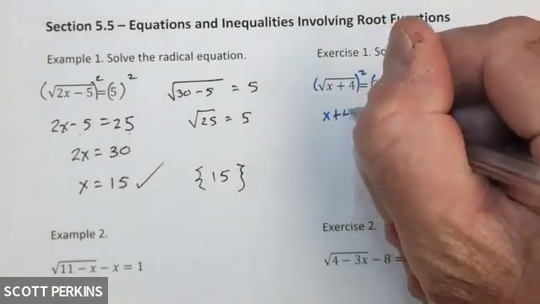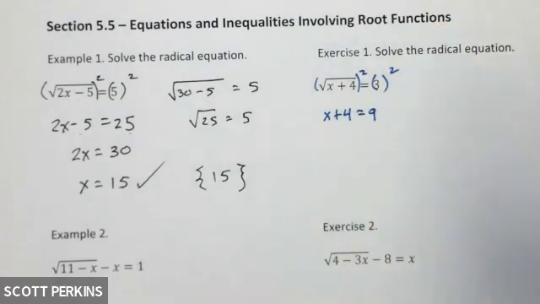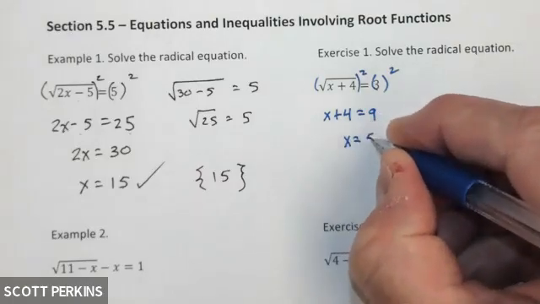Perfect. Thank you. I appreciate all the voices. On the right, 3 squared is 9. It's a one-step little problem right here. I'm going to subtract the 4, and I get that x is equal to 5.